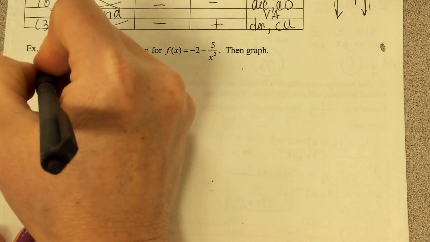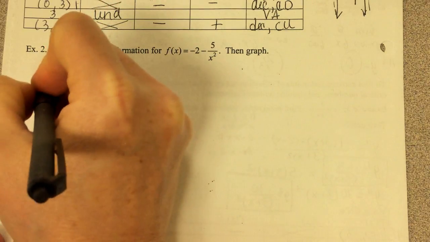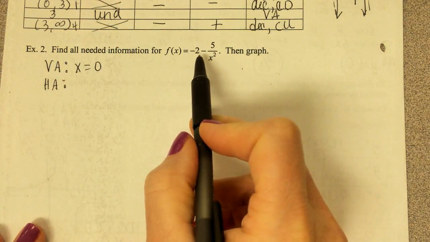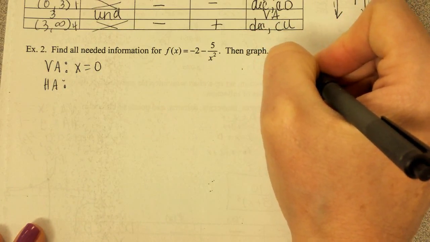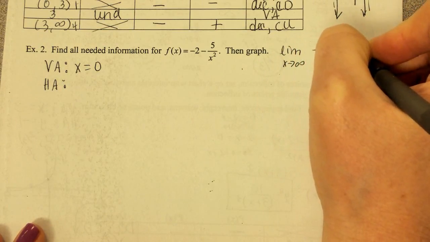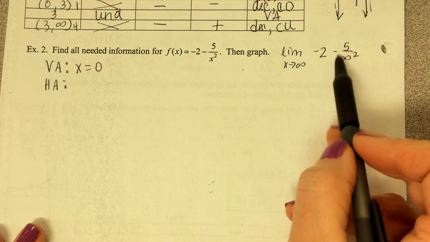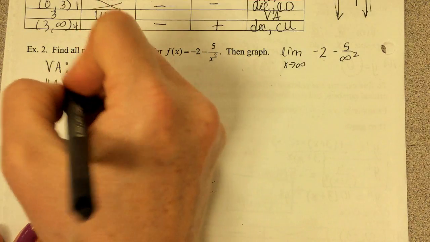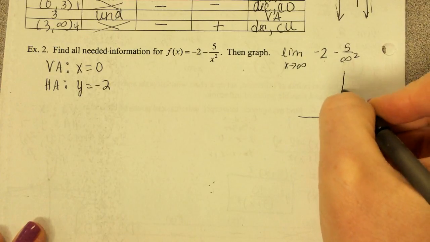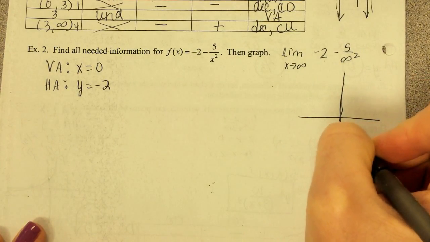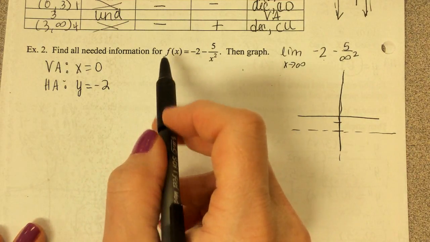So I'm going to start off by finding my vertical asymptote. Whatever makes this undefined, x equals 0. I'm going to find my horizontal asymptote. I find the limit as x goes to infinity. The limit as x goes to infinity would result in negative 2 minus 5 over infinity squared. What's a constant over infinity squared? So I have negative 2 minus 0. So my horizontal asymptote is y equals -2. I can start graphing a little bit. Here's my vertical. Here's my horizontal.